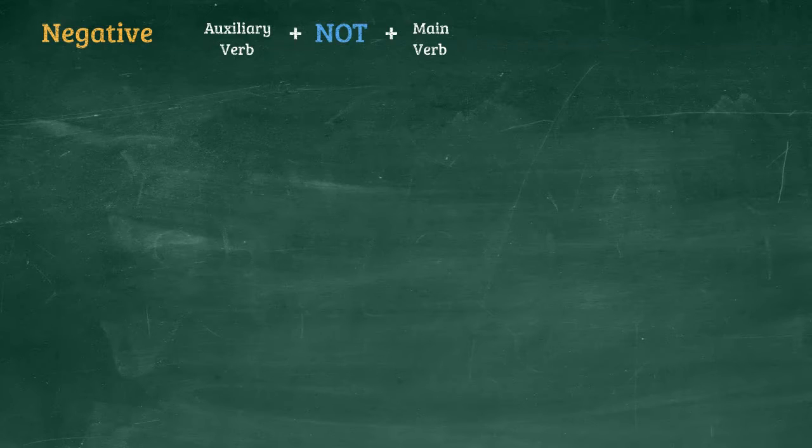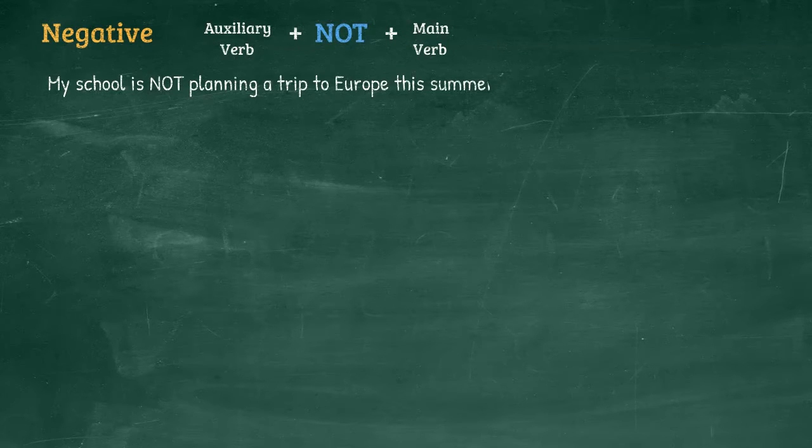If we want to make the present progressive sentence into a negative, all we have to do is put "not" between the auxiliary verb and the main verb. For instance, "my school is not planning a trip to Europe this summer." In this case, my school, or it, if we want to use the pronoun, is the subject, which means we have to use the auxiliary verb is. Then we use not, and then we use the main verb, planning. This is always the case when making a negative sentence in the progressive voice. We just need to write "not" between the two verbs, and it automatically negates the sentence.